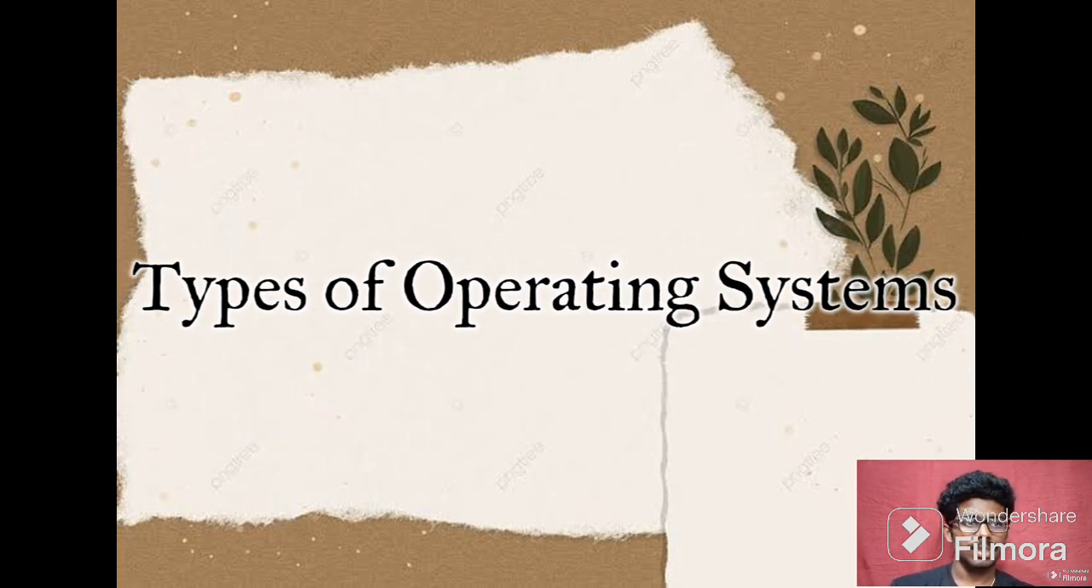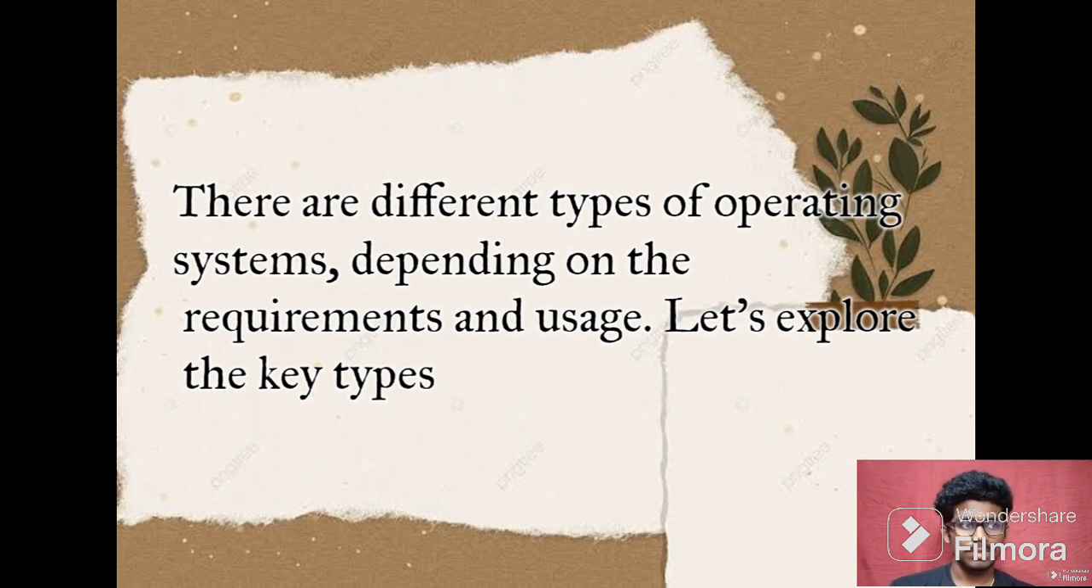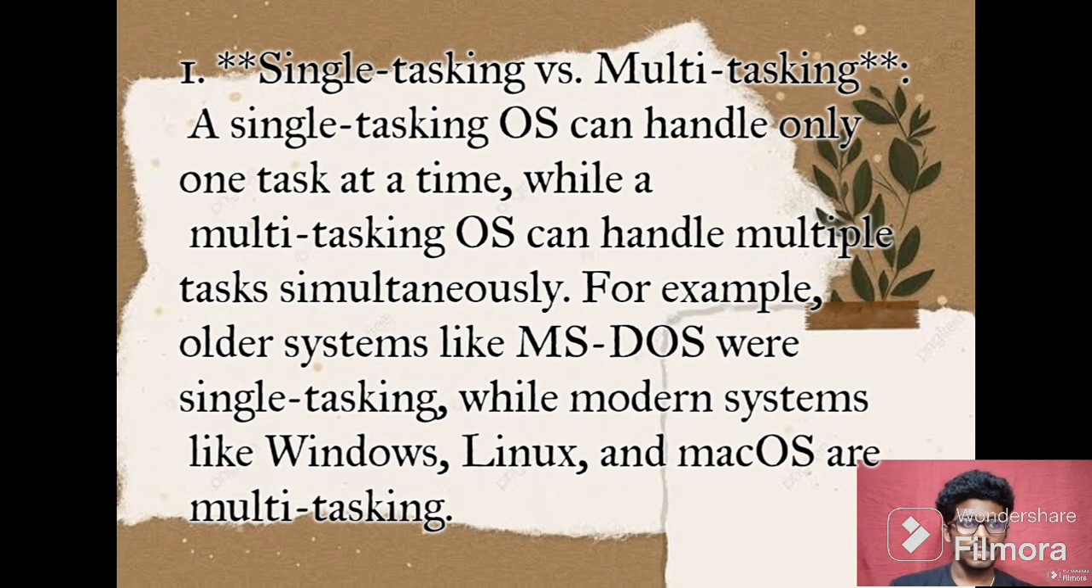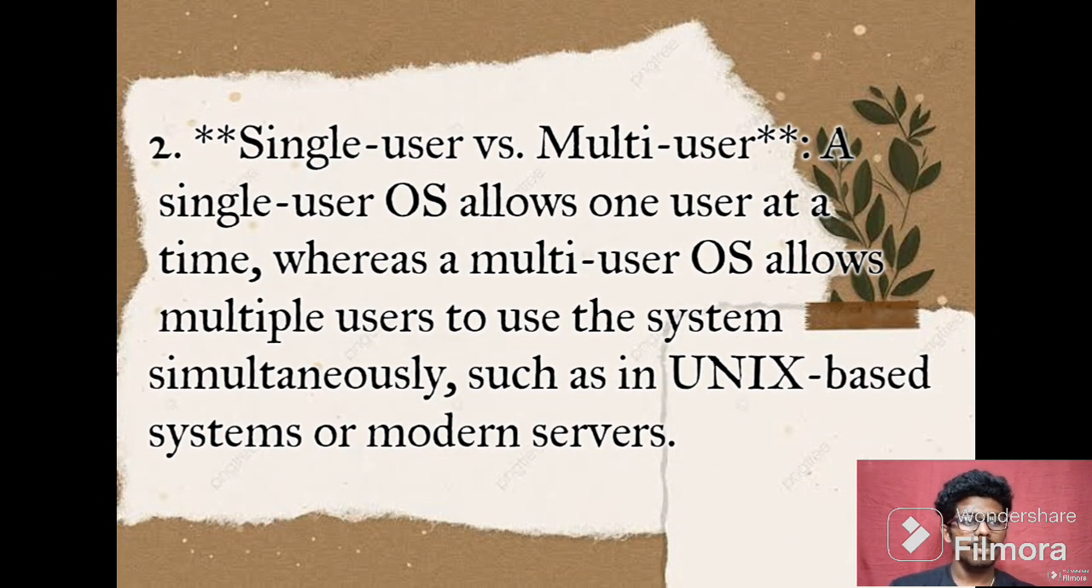Types of operating systems. There are different types of operating systems depending on the requirements and usage. Let's explore the key types. First type is single tasking versus multitasking. A single tasking OS can handle only one task at a time, while a multitasking OS can handle multiple tasks simultaneously. For example, older systems like MS DOS were single tasking, while modern systems like Windows, Linux, and Mac OS are multitasking.